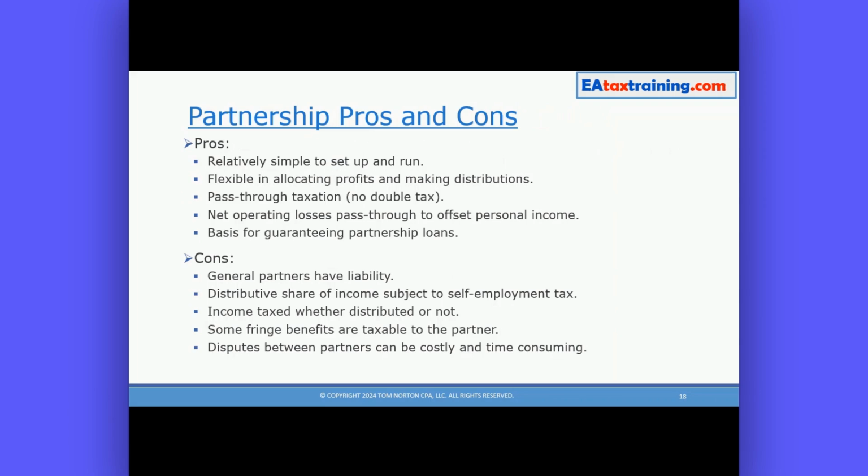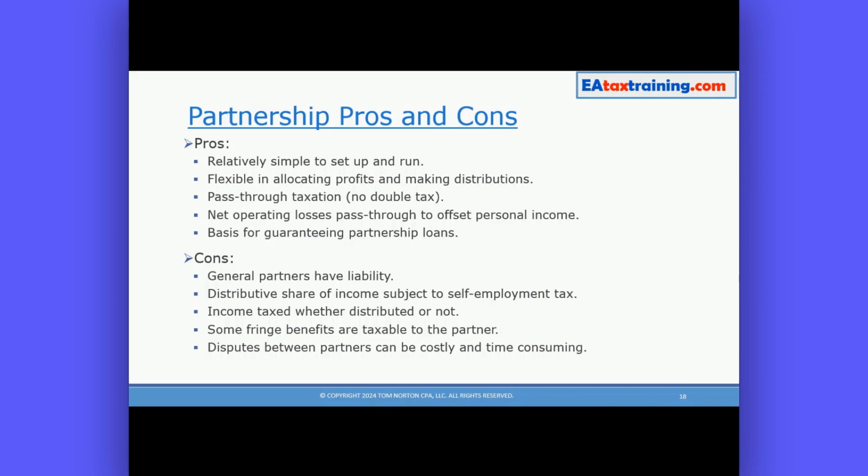So we're going to talk in a while about S corporations. And so a lot of times people try to decide between either having a partnership or an S corporation. That is a common decision point in businesses that are owned by multiple individuals. And one of the advantages of being a partnership as opposed to being an S corporation is that the partnership is more flexible in allocating profits and in making distributions than an S corporation is.